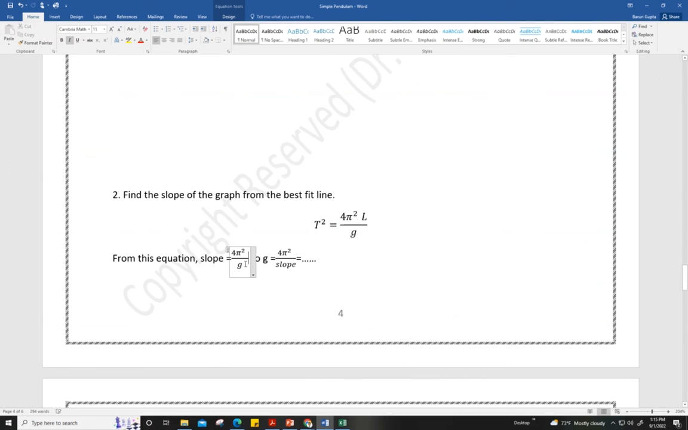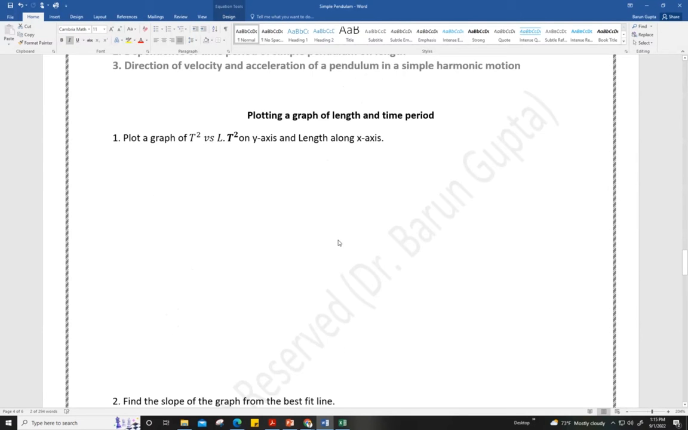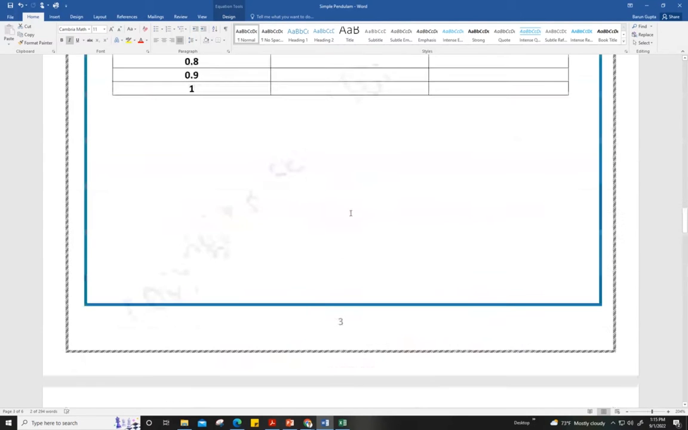All right. So once you have the slope, you can find out the acceleration due to gravity. How? Let me go a little back here. We have the t squared versus length equation here. Where is this equation coming from? This equation is coming from here.